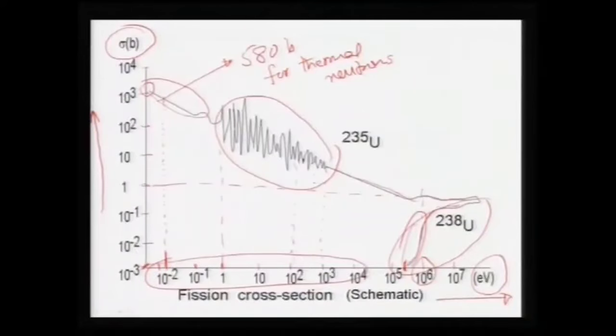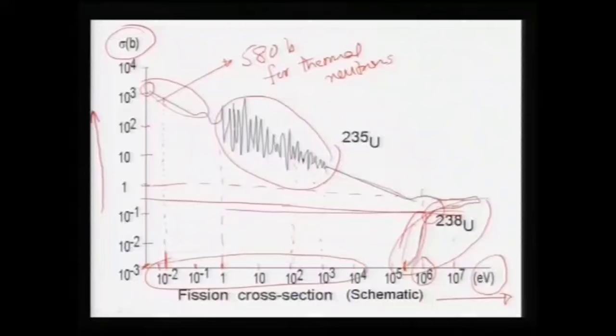This is 10 power 7, 10 MeV, we are not interested in this region. So, 1 MeV, 2 MeV, the cross section is here, and that is less than 1 barn. The fission cross section will be a little less than 1 barn if you have fast neutrons to induce this fission. So, that is about the fission cross sections.